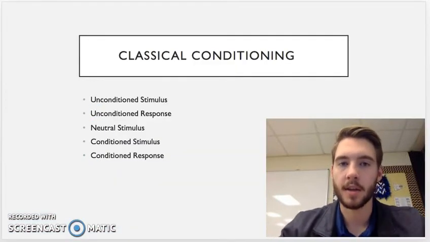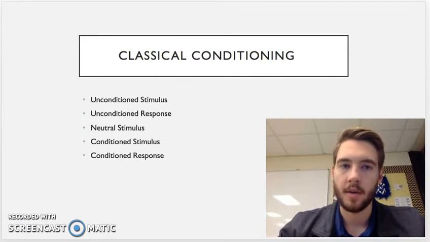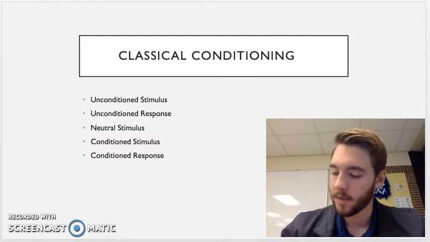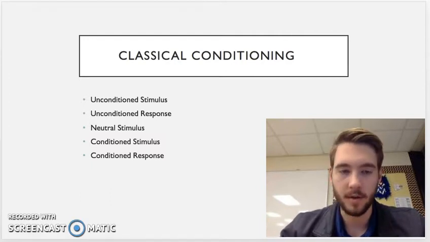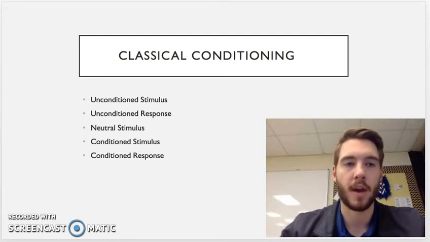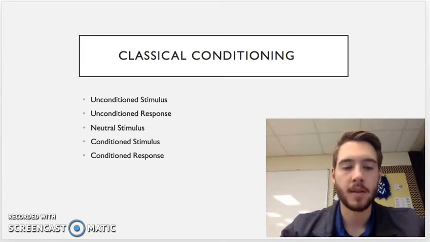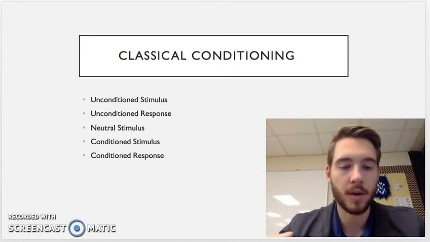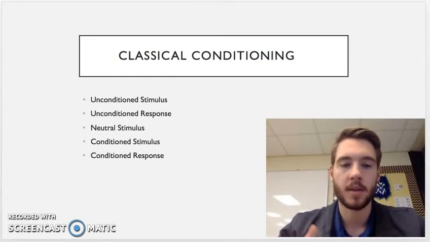So classical conditioning is a learning process that occurs when you pair two stimuli repeatedly, and eventually the second stimulus alone will produce the behavior that the first stimulus elicited by itself. There are 5 components. They are the unconditioned stimulus, unconditioned response, neutral stimulus, conditioned stimulus, and the conditioned response.